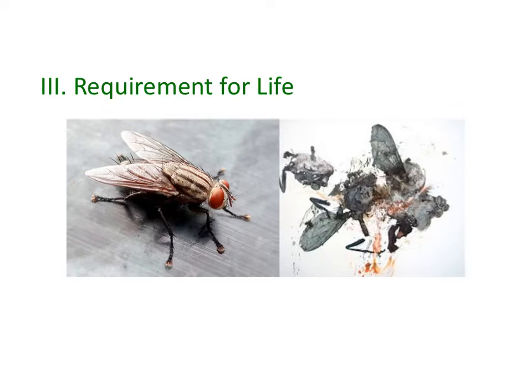So the next thing we're going to talk about now is the requirements for life. In this example, we're looking at a living fly on the left side, and on the right side is a squashed fly. And really the question is, well, what's the difference?